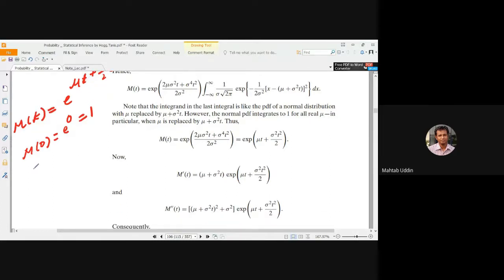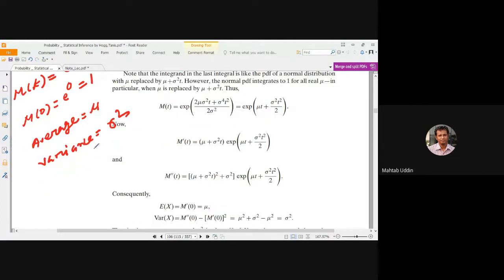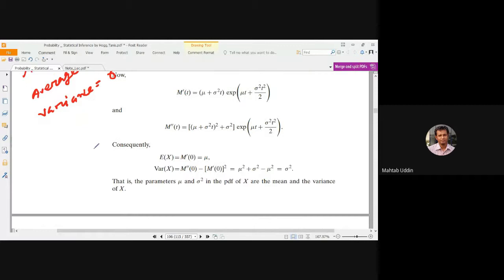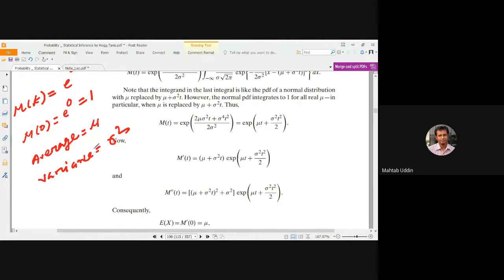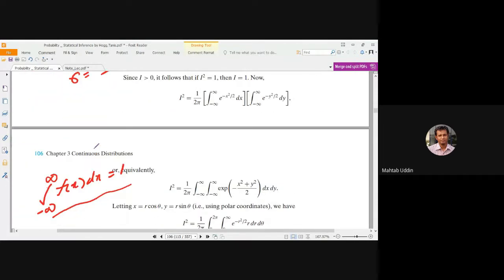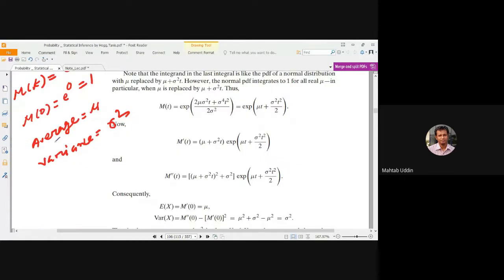Then you can show the average is equal to mu. You can prove it, and the variance as well, but we are leaving this. So the moment generating function, mean and variance are all in our hands. Sometimes it is written as N(mu, sigma square), a notation that also means the normal distribution.